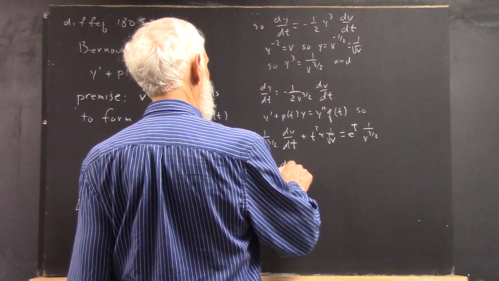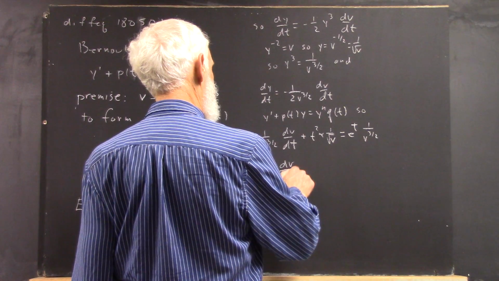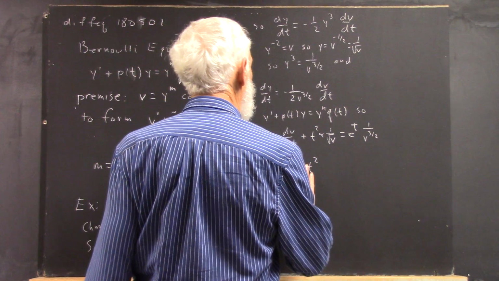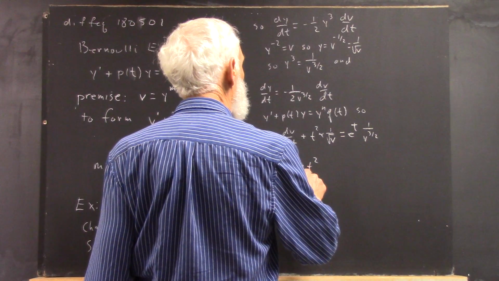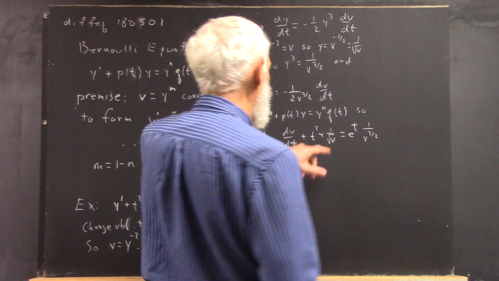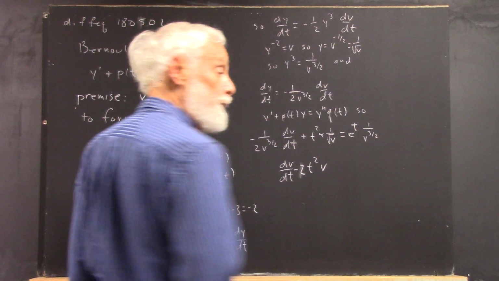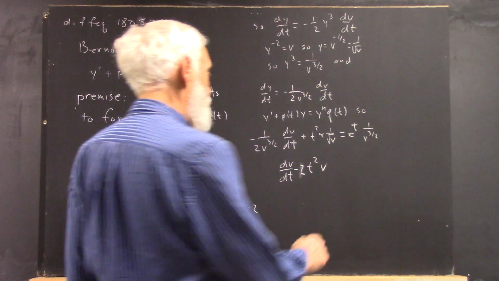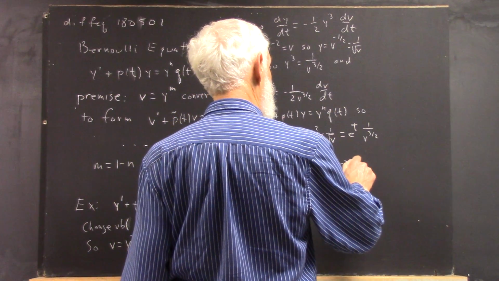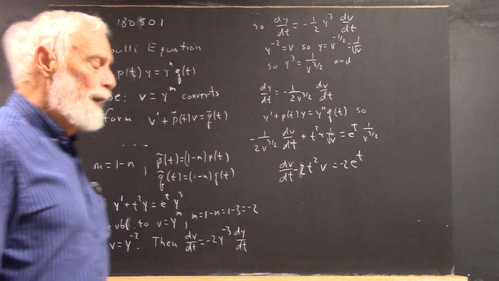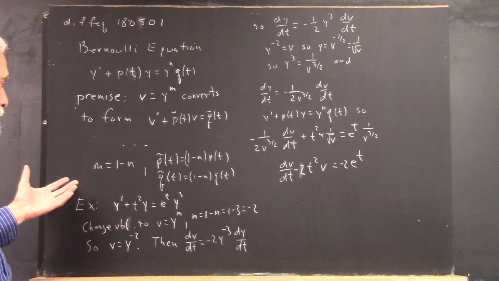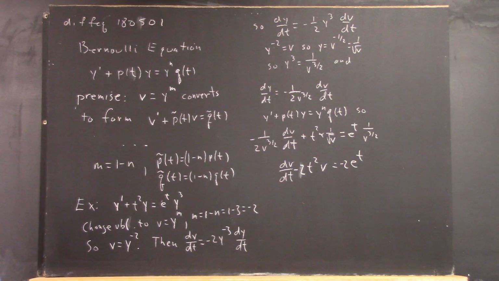So we get dv/dt plus t squared, well, it's minus 2t squared, times v to the 3/2 over the square root of v, well, that's just v, right? And that equals, well, lo and behold, we get negative 2e to the t. Now, does that match the form that we're supposed to get over here?